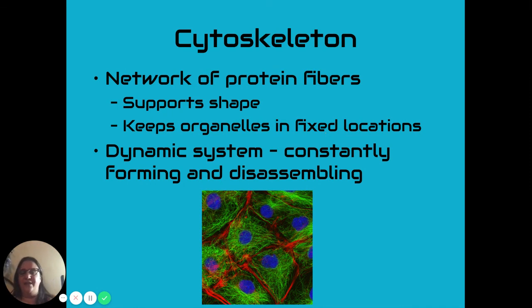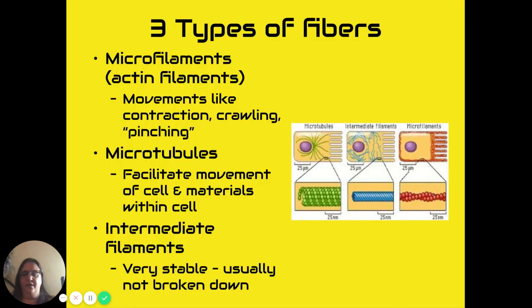So the cytoskeleton is our next structure, which is a network of protein fibers that's going to help support and shape the cell. And it's going to help keep those organelles in fixed locations within the cell. It is an always changing system. It's constantly forming and pulling apart and reassembling in whatever the cell needs it to be. Okay.